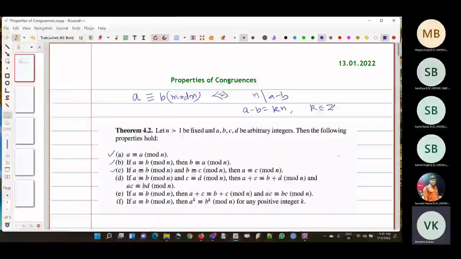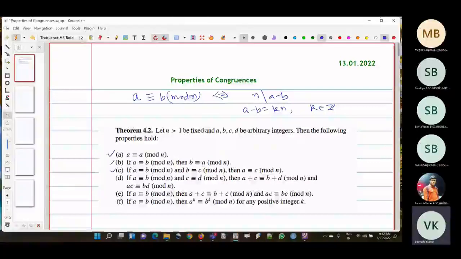then we can also say that B is congruent to A. In mathematics this is called symmetry. So if you see the properties A, B, C, the first one shows the reflexive property.